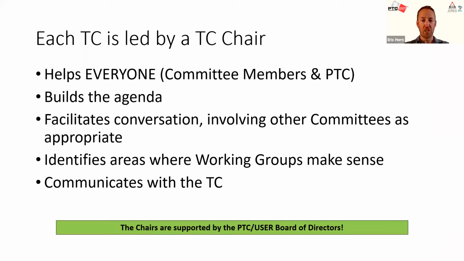So we facilitate conversations, and of course involve other committees as appropriate. There are so many different committees, you're like, which ones do I belong to? Some of them are complementary to other tech committees, and some of them do cross over. So we do some cross-communication, especially when a piece of PTC functionality crosses multiple functional areas. And we identify areas where working groups make sense and make sure that working groups are identified and worked on appropriately. The TC chair also helps communicate with all the TCs in general.